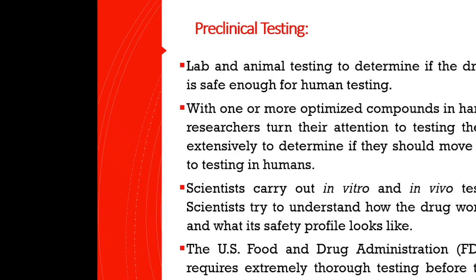Then we go for preclinical testing. We will be testing the efficiency of the drug first in animals. For example, we will try to test the drug in a rat, then use it in a rabbit, then a monkey, and finally we will be testing it in human volunteers also. So this step is known as the preclinical test. It is lab and animal testing to determine if the drug is safe enough for human testing.